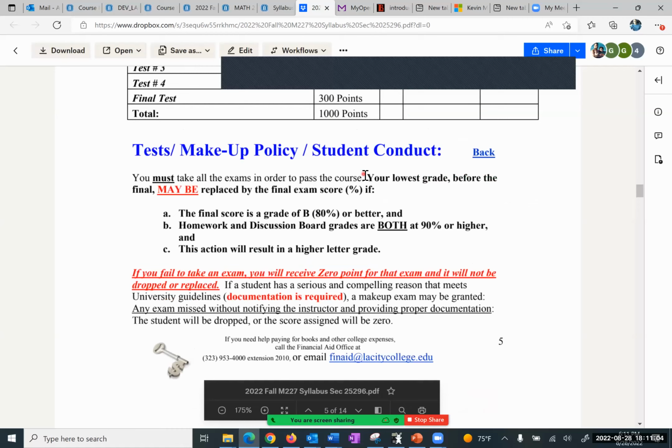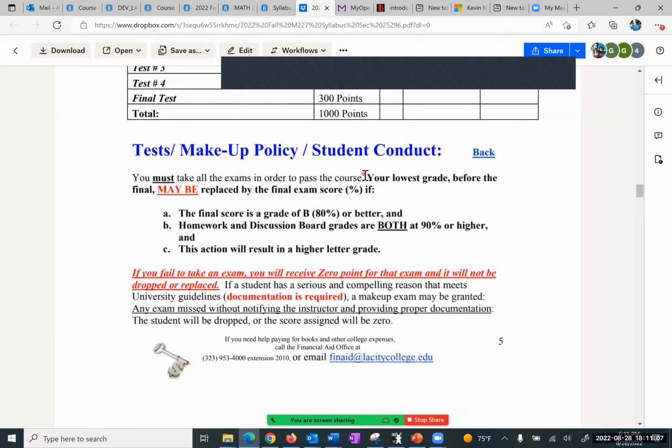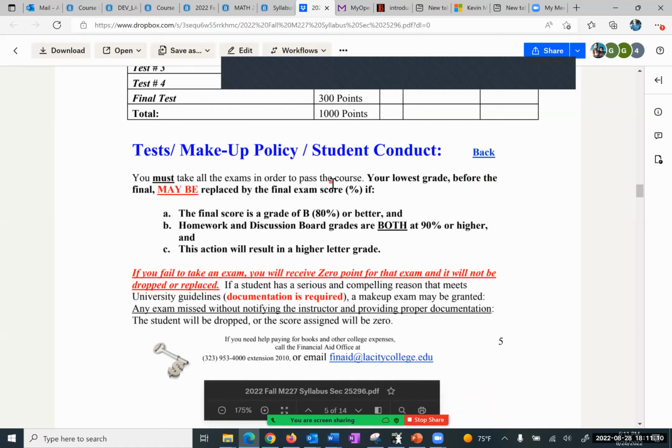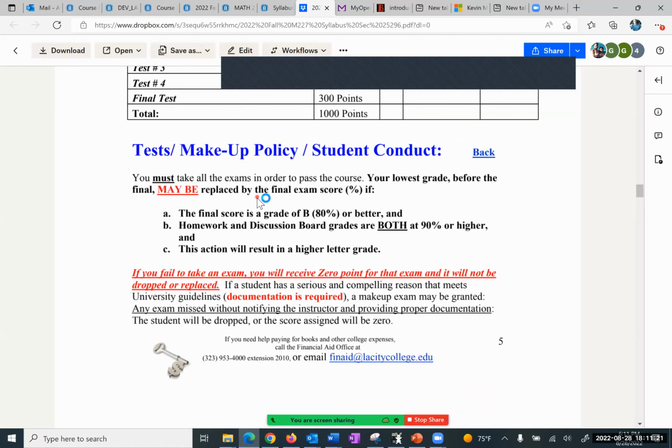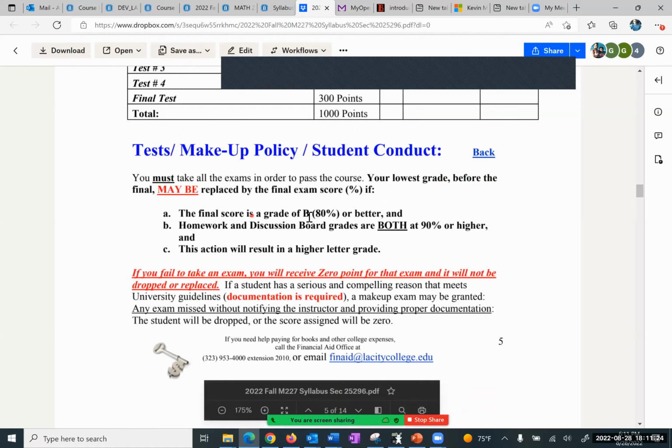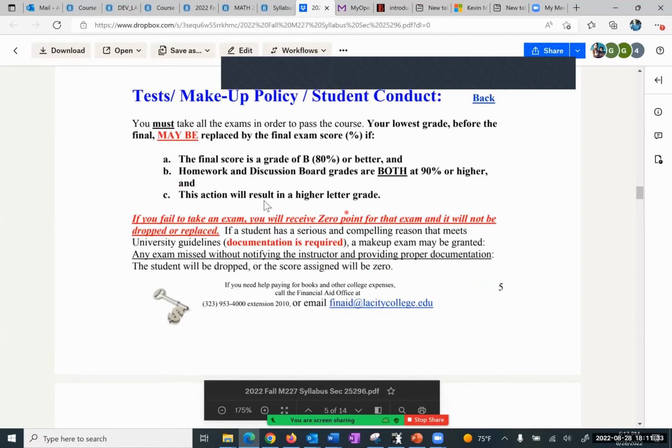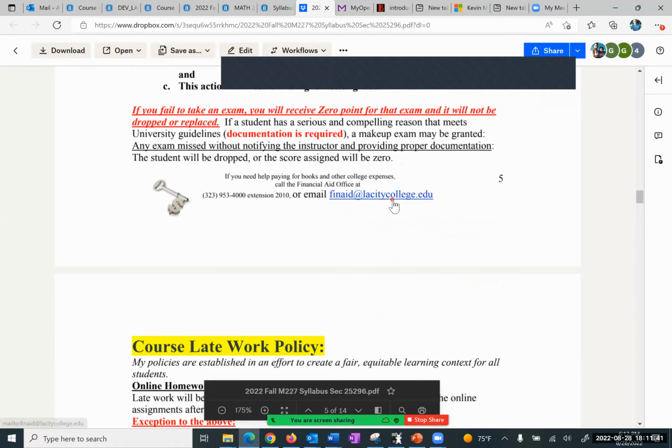If something comes up that you have proper documentation accepted by campus, you can email me and I'll give you a makeup exam. Also, for the first 4 exams, the lowest of all will be dropped and replaced by the final score, percentage-wise. If the final is good, meaning at least a B or 80%, and your homework is good, that means 90% or higher, and when I change the lowest grade, the result will be a higher letter grade as far as your course is concerned. Needless to say, if you miss an exam, it gives you 0.